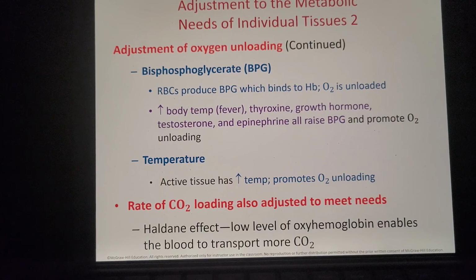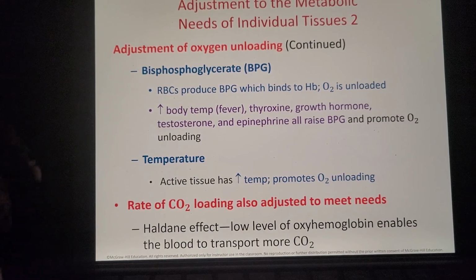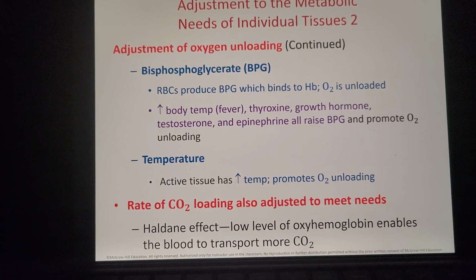Last one is your temperature. Active tissue, just tissue that's doing stuff, is going to have an increase in temperature. Remembering when muscles contract, the energy that they use, it's not really that effective or efficient, and so you end up losing some of that energy as heat. But that also helps you to maintain your body temperature. So let's say you have an increase in temperature because you're active for whatever reason. That's also going to increase more oxygen being unloaded off of hemoglobin so that active tissue can have what it needs.